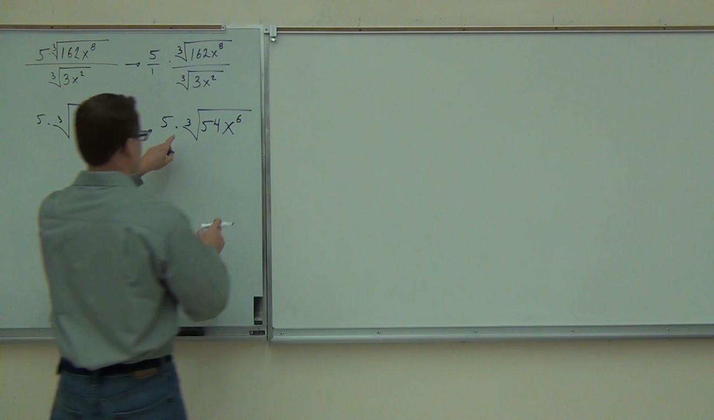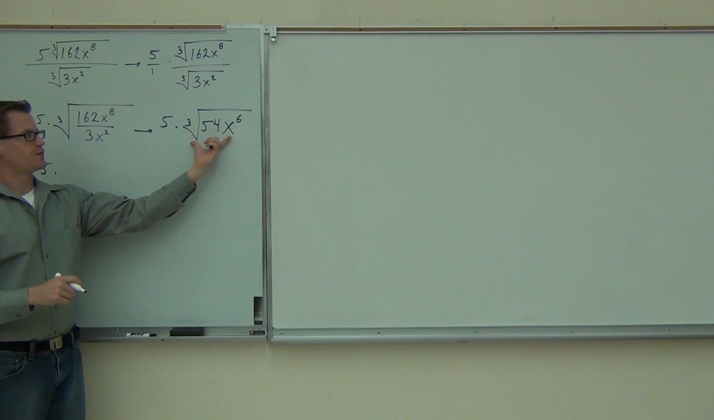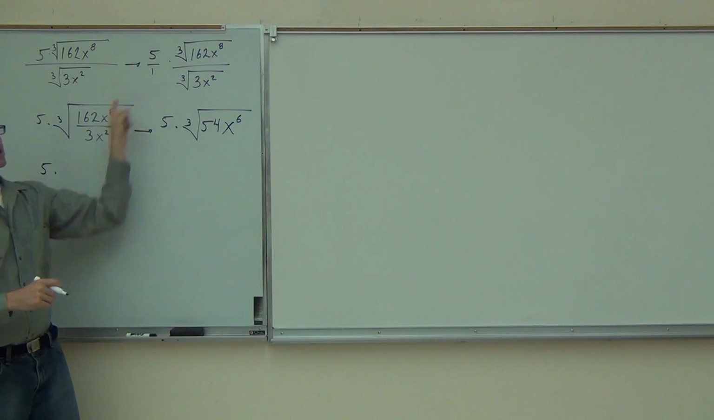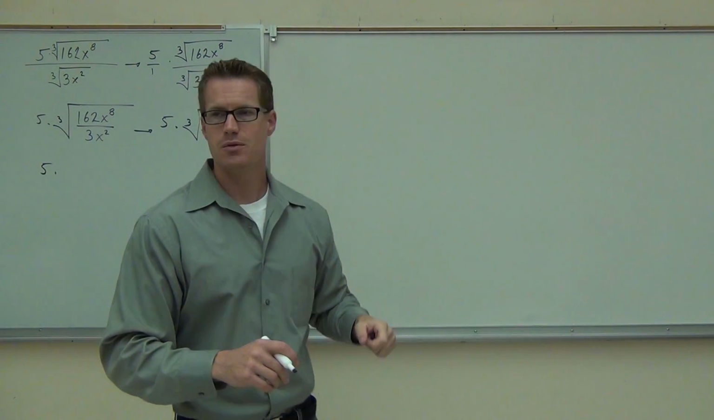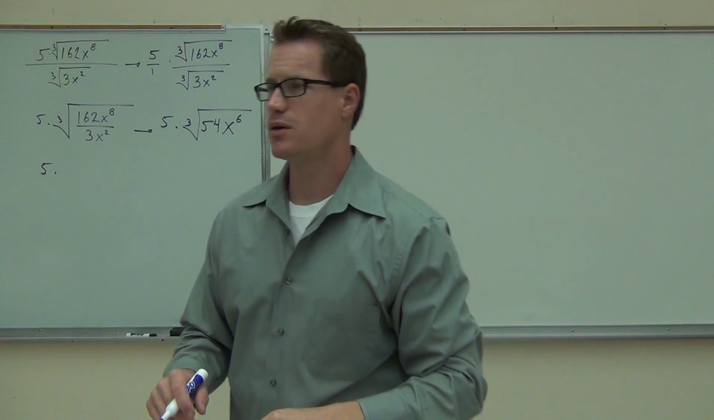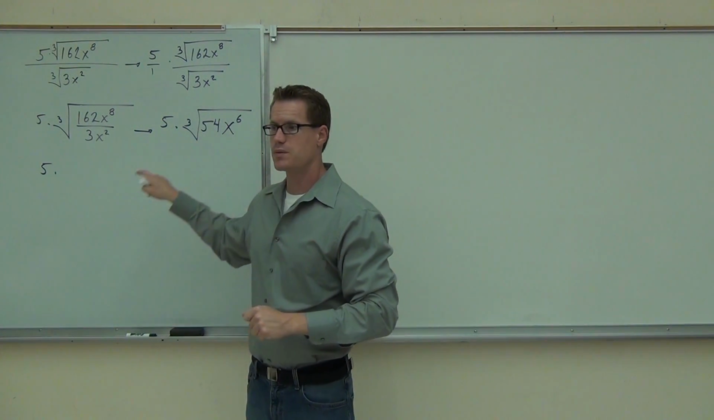Let's go ahead and finish this off the rest of the way. I'm going to leave that 5 out there still. It's just going to be hanging out, 5 times the cube root of 54x to the 6. I haven't lost my cube root the whole way through. You can't lose your cube root. We're going to look for 54. Can you think of a perfect cube that divides 54? 27 and 2.